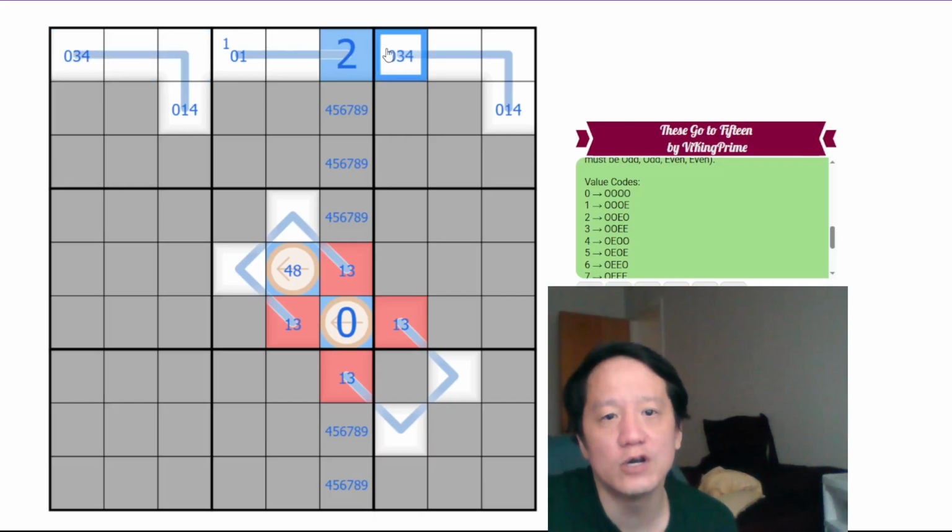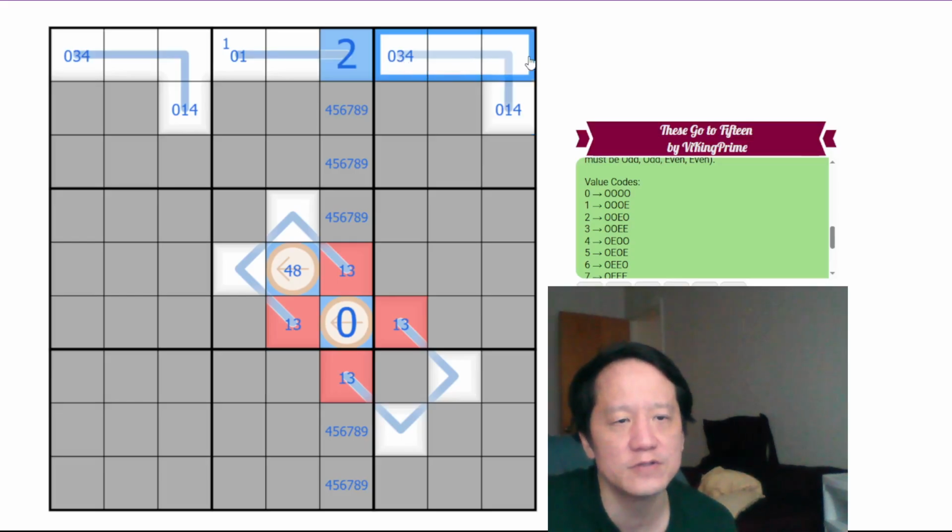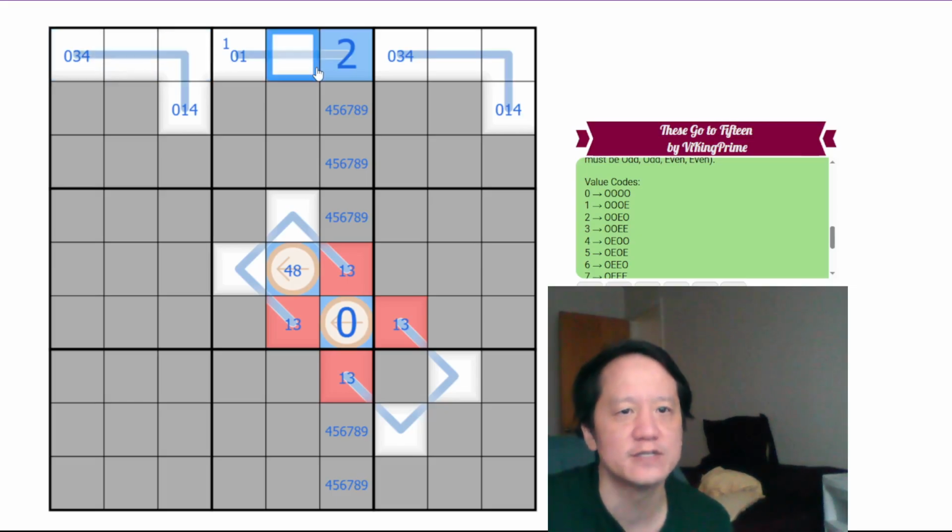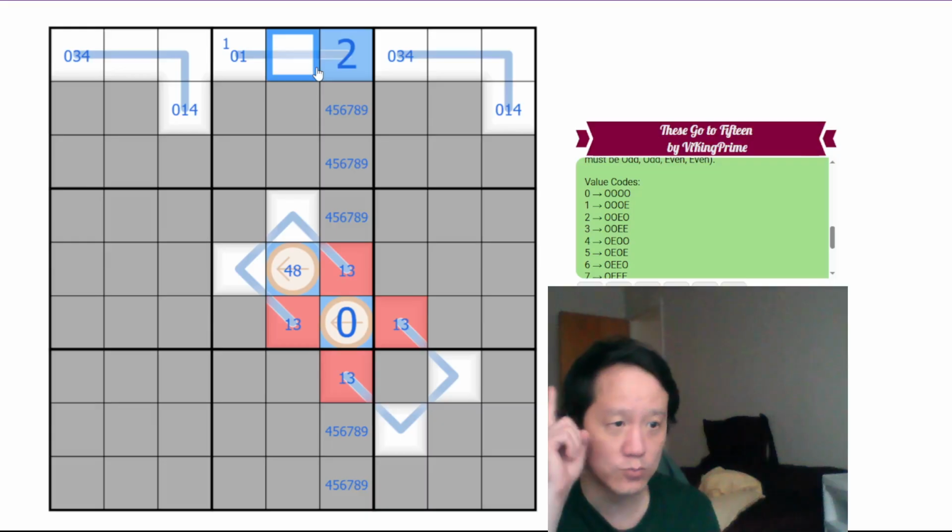So therefore, one of them must be 3 with 1. And the other one obviously has to be 0, 4 still. So you're guaranteed 3 evens. 3 and 1, one of them is odd, so we need another odd here.